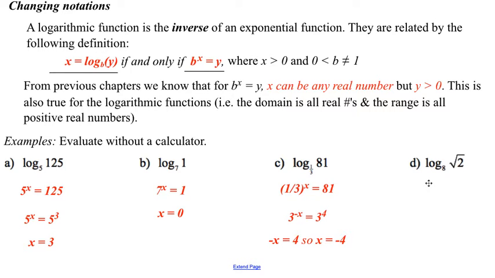Letter D, we have 8 to the x power equals the square root of 2. Well, to write the square root of 2 as an exponent, that's really 2 to the 1/2 power. And 8 is also a power of 2. That's 2 to the third power. So we get 2 to the 3x equals 2 to the 1/2. Now we can set our exponents equal and solve for x, and we get 1/6.